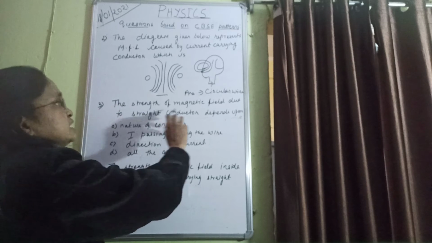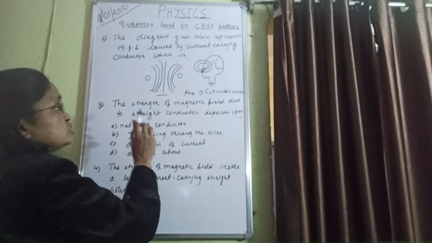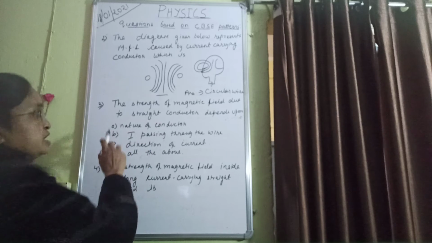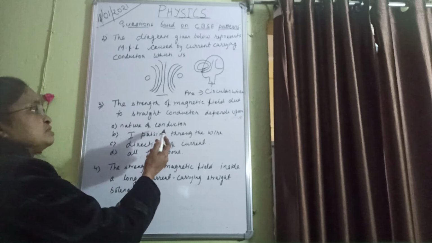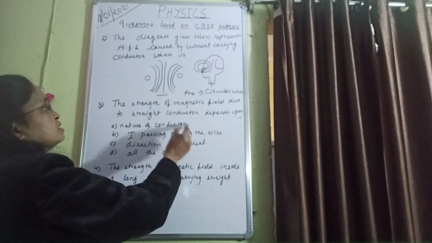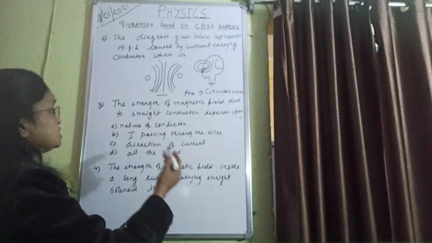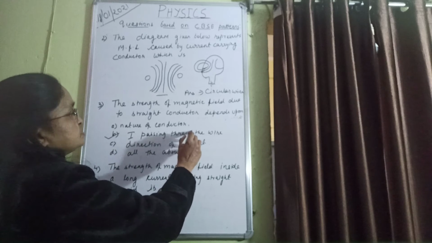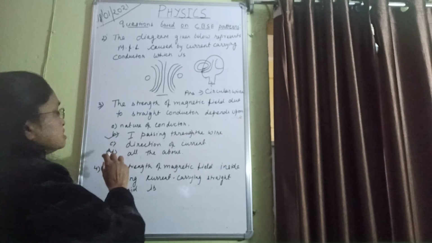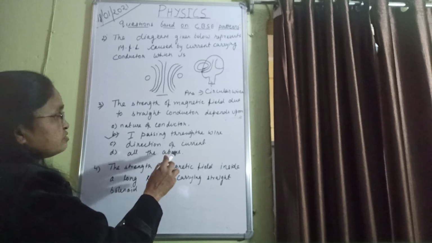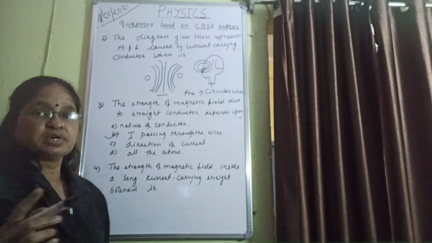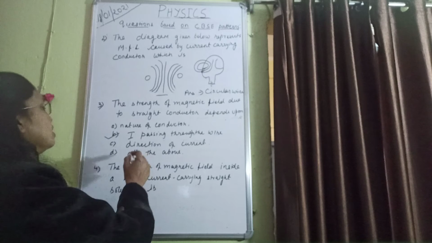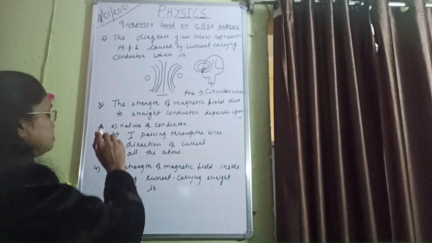Next question, the strength of magnetic field due to a straight conductor depends upon. First, the options are given. Nature of the conductor? No. Because strength depends upon B, current passing through the wire. C is direction of current? No. Direction of current is only responsible for finding the direction of magnetic field. All the above? No. So B is right.